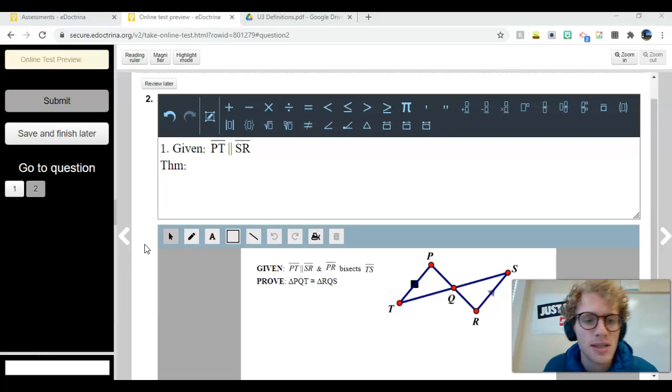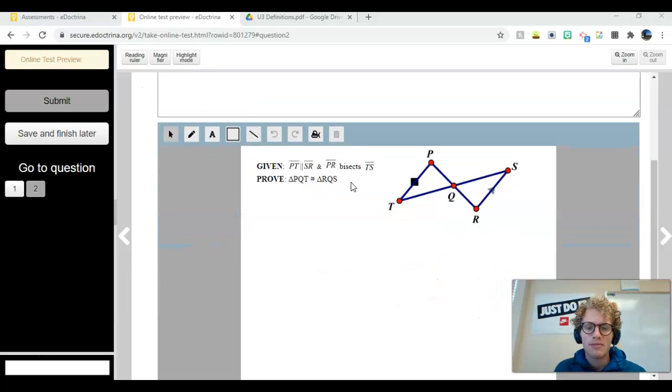Alrighty, so here is the second example. We have this diagram. PT is parallel to SR, and PR bisects TS. And again, bisects means cuts. So PR cuts TS in half. And if you want, I recommend "cuts in half." So PR cuts TS in half. It's a nice little tool to say instead of bisects.